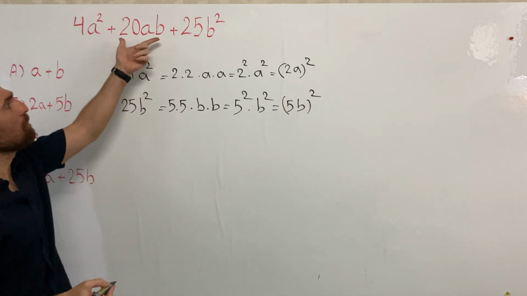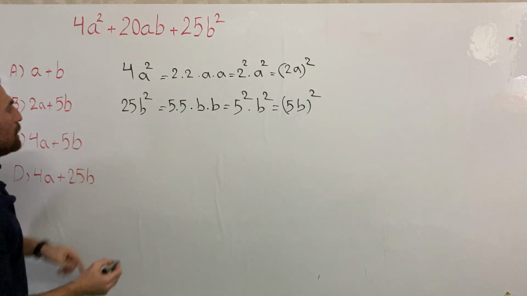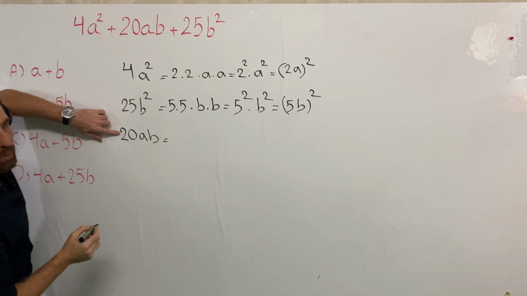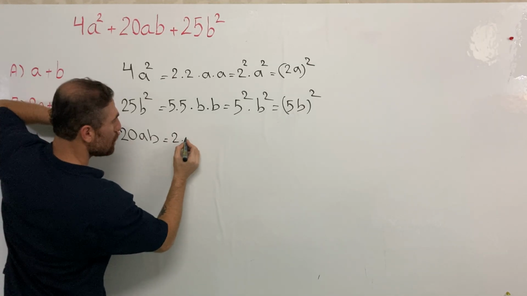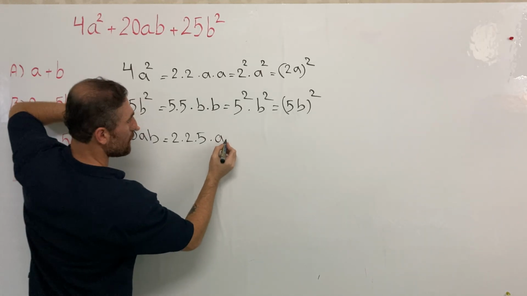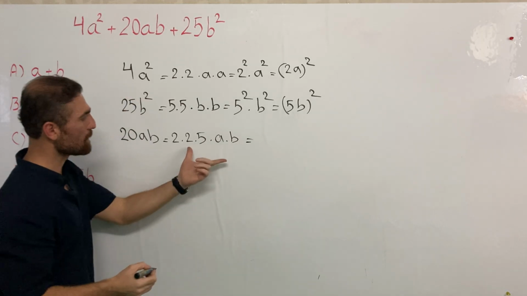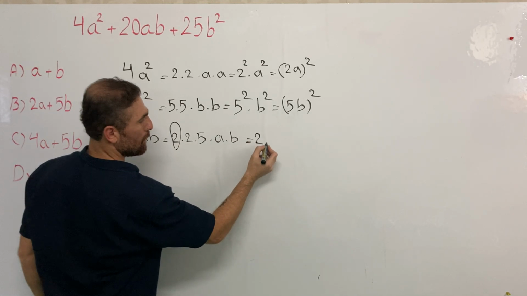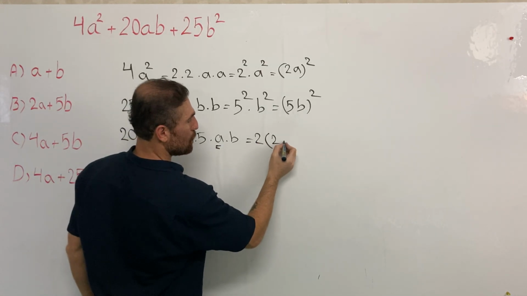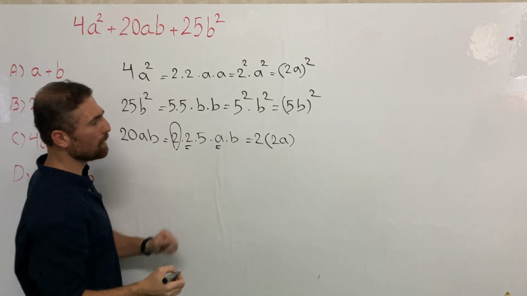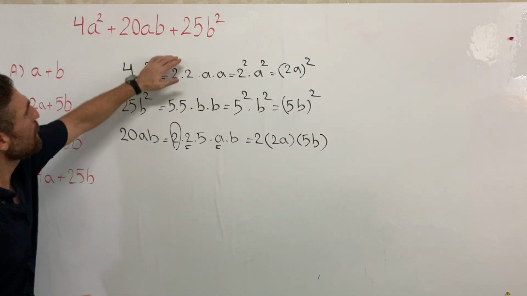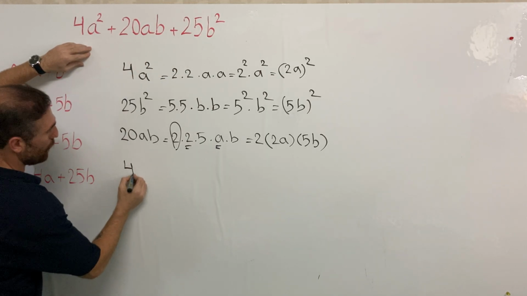And last one, the middle term, 20ab. As you know, 20 can be written as the product of 2 times 2 times 5. We have a here and we have b here. But what is this? I write these two here. Then 2 and a can be written as 2a. 5 and b can be written as 5b. But what is this? Let's rewrite this polynomial.